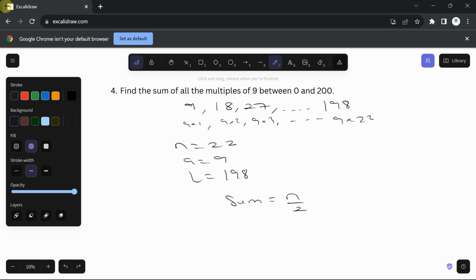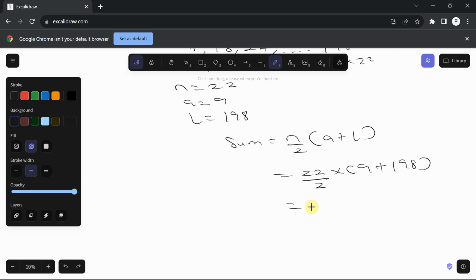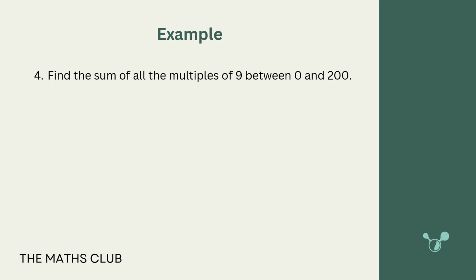Very neat. So we know our sum formula is n divided by 2, open brackets, a plus l. Let's substitute. Our n is 22, so that's 22 divided by 2 multiplied by the a, which is 9, plus the last value there, which is 198. If we do that addition, that would be 9 plus 198, which is 207. So 22 times 207 divided by 2 will give you 2277. Let's see if we are correct. Great.